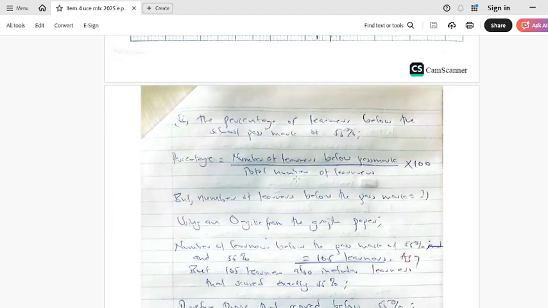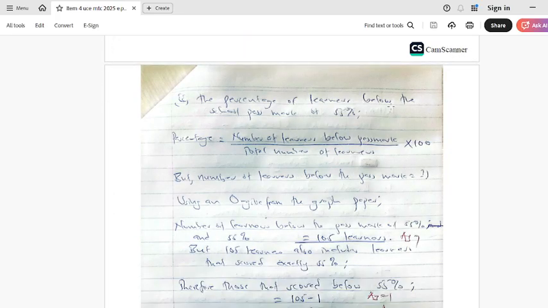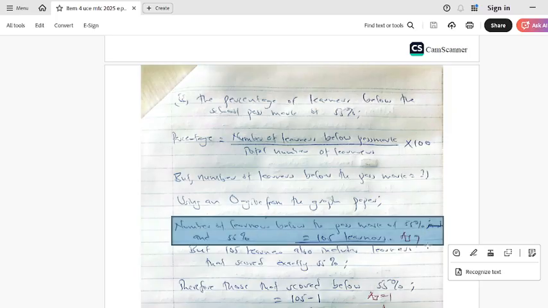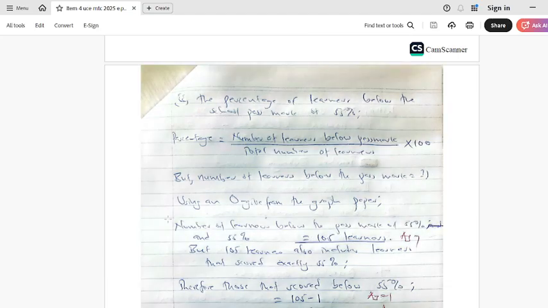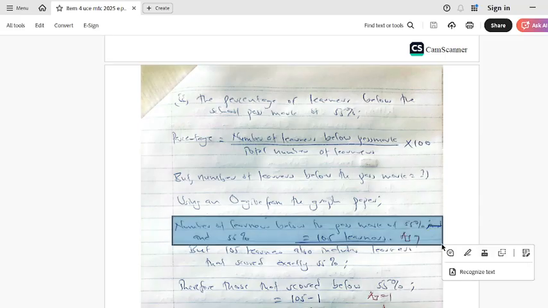And which means what? This is what I came up with. I said the percentage of learners below the school pass mark of 55%. We know the percentage equals the number of learners below the pass mark over the number of learners in the class, times 100. But the number of learners below the pass mark, we do not know them, so we have used an ogive, and we are saying that the number of learners below the pass mark of 55%... Maybe I didn't state it clearly, but this statement means the number of learners that scored 55% and below, which means 55 inclusive, but the pass mark is saying below 55.